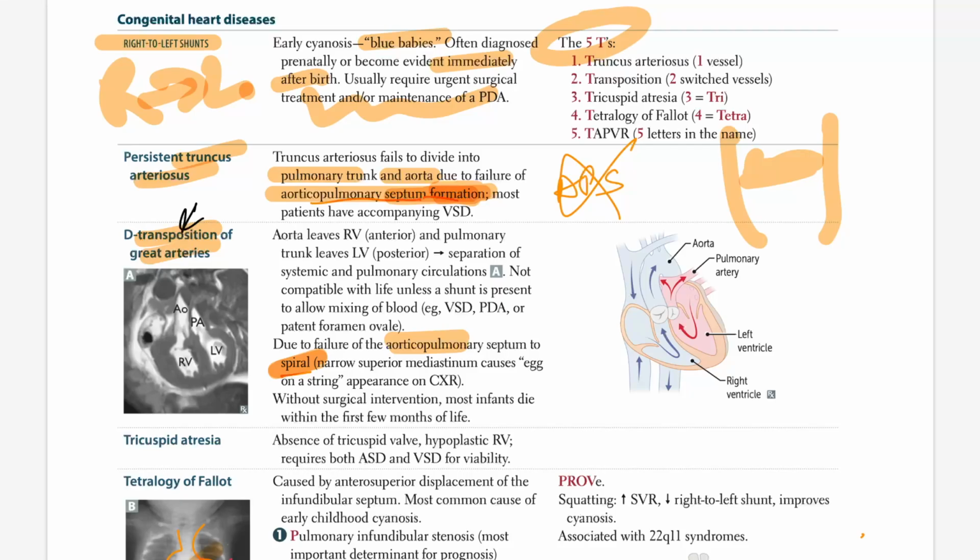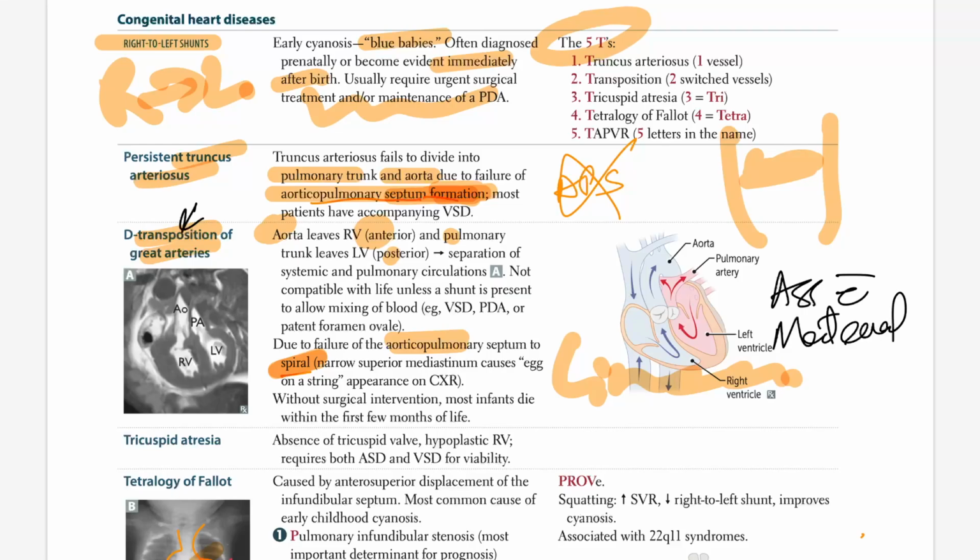Transposition of great vessels, because the aortopulmonary septum did not spiral. What did it do instead? It went linear. What was the problem? The aorta is now living anteriorly, and the pulmonary artery will go posteriorly. Okay, and one more high yield point which is not mentioned here: this is going to be associated with maternal diabetes.